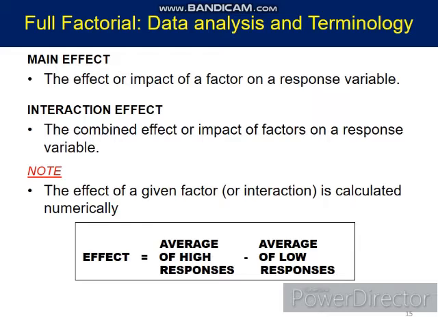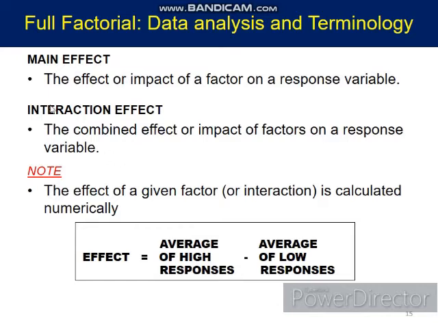So you change your temperature from 150 to 180 degrees Celsius. So temperature is a factor, and you change it from 150 to 180 degrees Celsius. The main effect will tell you the effect or impact of the factor on the response variable. So as you change the factor, which is temperature, from 150 to 180 degrees Celsius, what happened to the softness of the bread, right? Whenever you talk about main effect, it is the impact or the effect of an individual factor on the response variable.